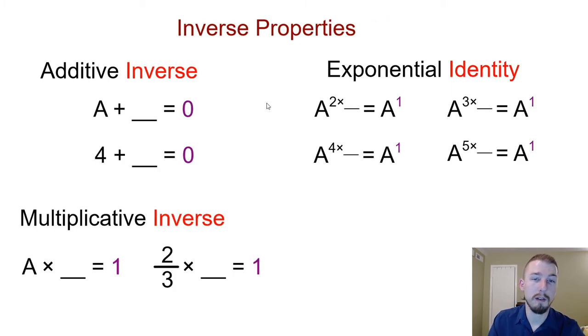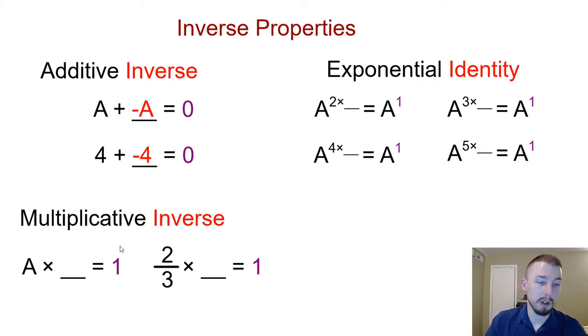So then the next thing we have are the inverse properties. The inverse properties are what we do in order to get to the identity properties, just to make things go away, for example. So if we have A and we want to get it to 0, which is the additive identity, how do we undo a positive A in order to get it to 0? Well, we subtract A, right? Or we add an opposite A, in other words. So how do we undo 4 to get it to 0? Well, we subtract 4, right?